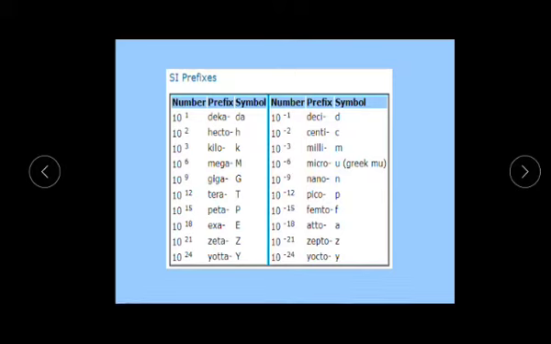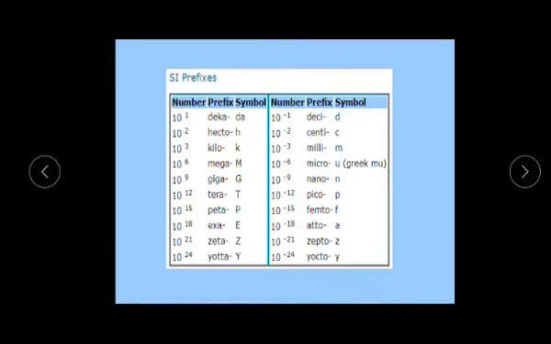Okay. 10 raised to 1, it is deca. 10 raised to 2, hecto. 10 raised to 3, kilo. 10 raised to 6, mega. Giga means 10 raised to 9. Tera, 10 raised to 12. Peta, 10 raised to 15. Exa, 10 raised to 18. Zetta, 10 raised to 21. Yotta, 10 raised to 24.